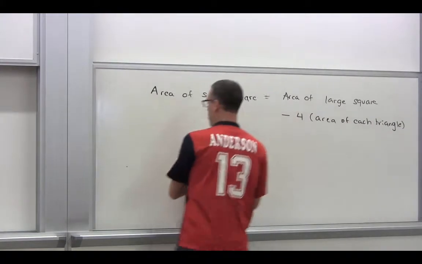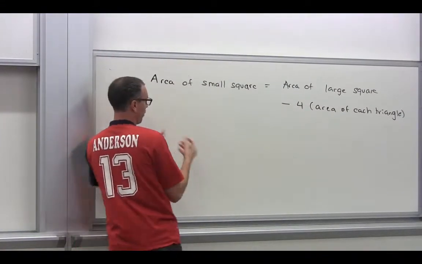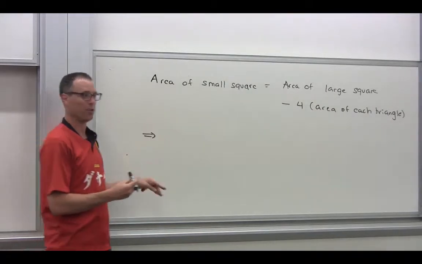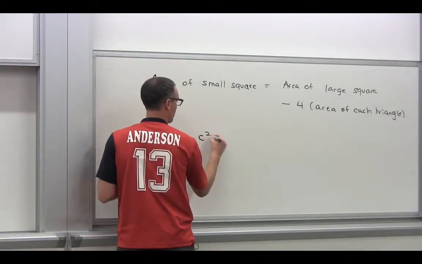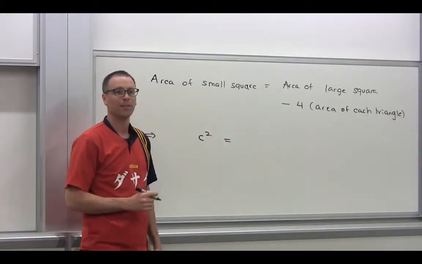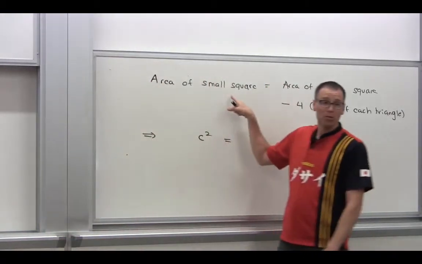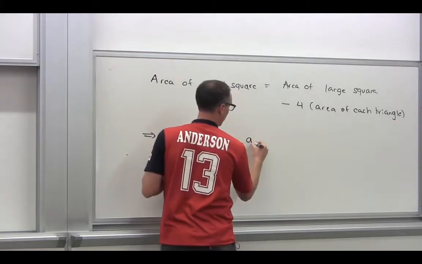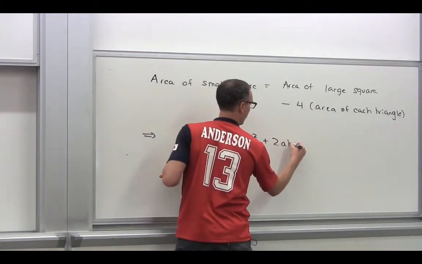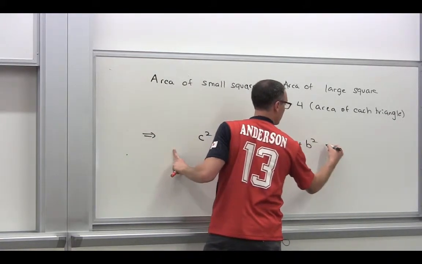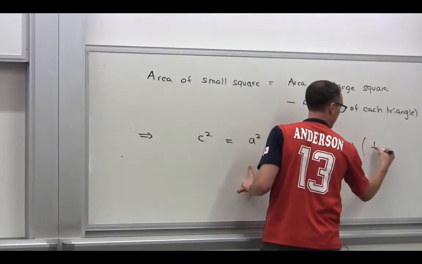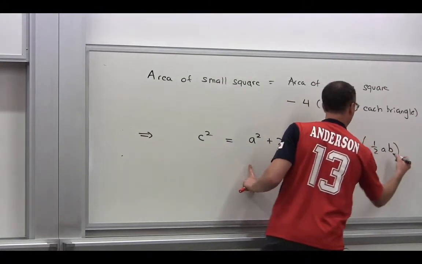So let's go ahead and realize that not in words. Here is the verbal description of my concept image. Do you see it? It's quite intuitive. What is the symbolic description associated with this concept image? Area of small square? C squared. Area of large square? a squared plus 2ab plus b squared minus 4 times 1/2 times ab.